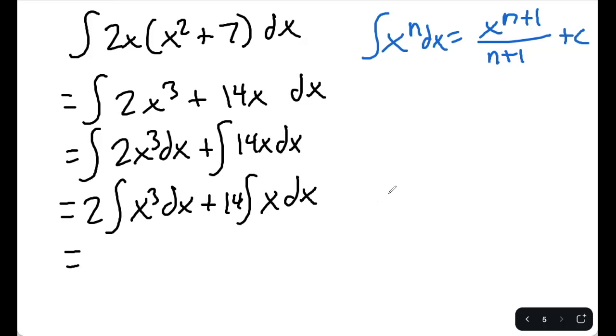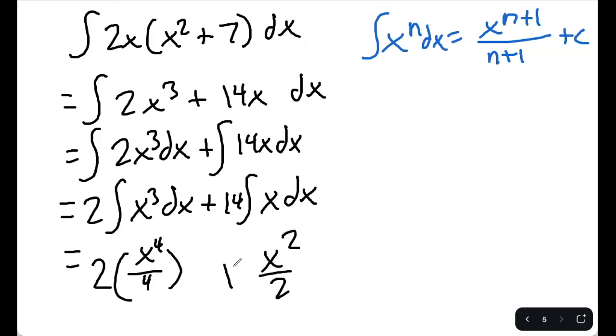So x cubed would just be x to the power of 4 over 4, and then x to the power of 2 over 2. And if I were to simplify, it would just be x to the power of 4 over 2 plus 7x squared.